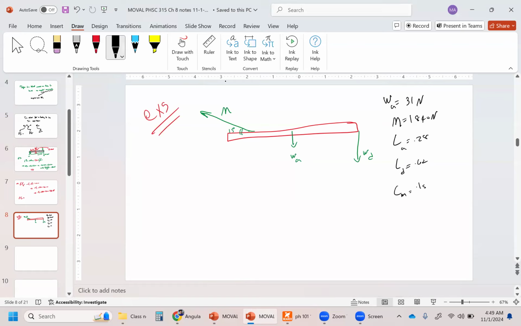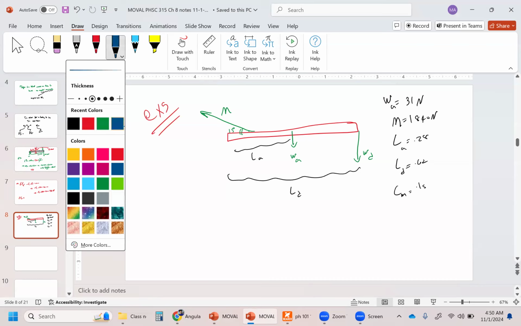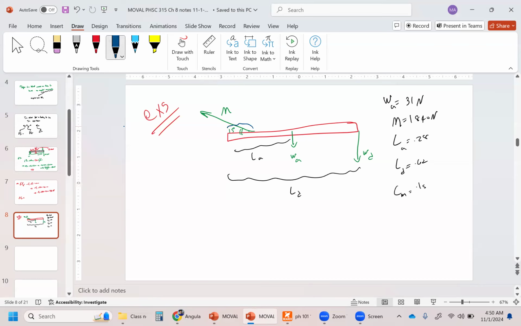Let me go ahead and label this. So this over here, that's your length for the dumbbell. This side over here, the length for the arm. And let me get different colors so we will not get confused. This over here, that's going to be your length for the mass.